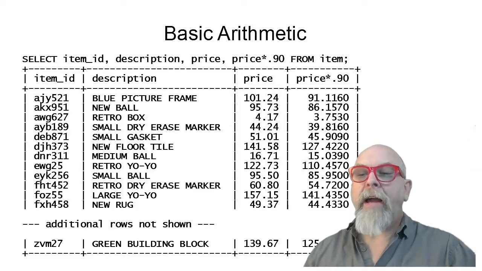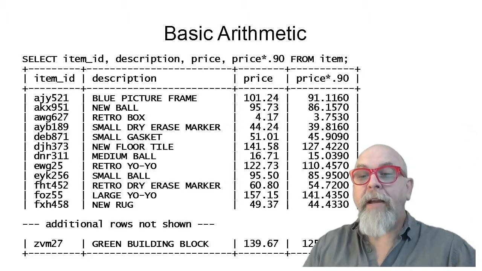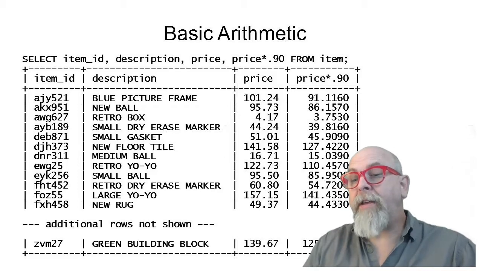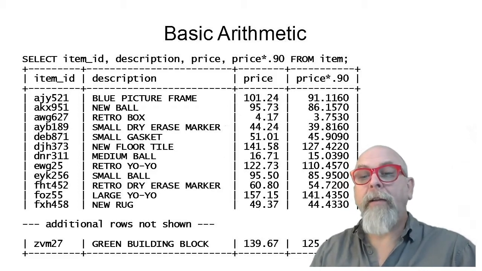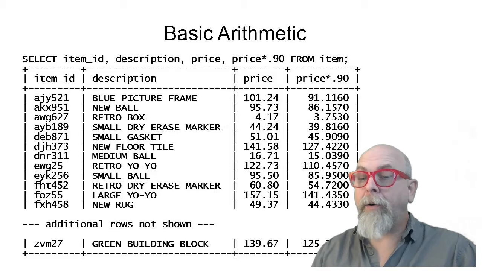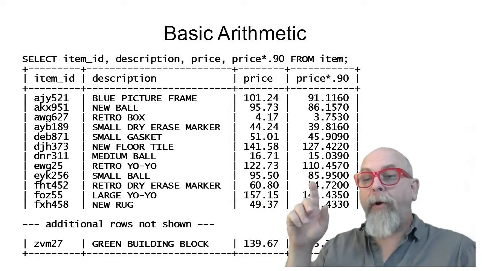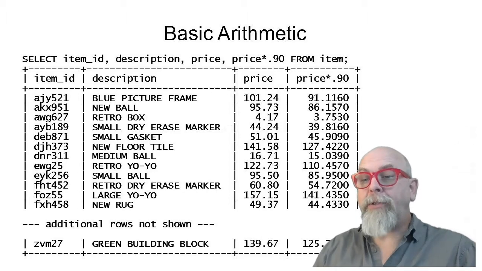Here's a use of a mathematical expression that kind of makes sense. Maybe we want to have a sale and all of our items' prices will be reduced by 10%. Everything's on sale, 10% off. Well, notice that we have item ID, description, price. And then the next column says price times 0.90. And you can see the result here of the price reduced by 10%.